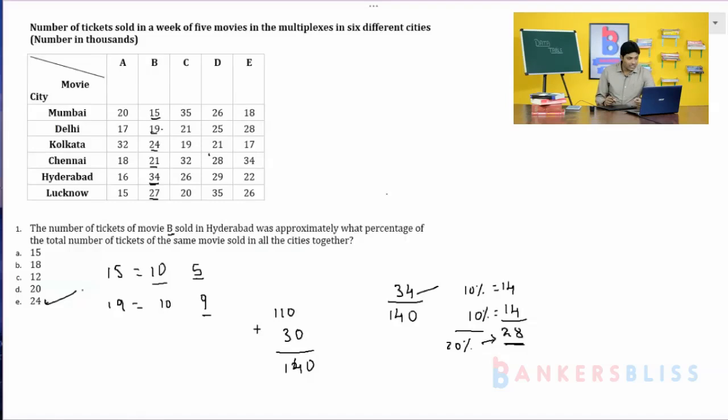Once they give a problem like this, don't panic. No need to calculate in the actual method. Write down the values according to the question and calculate in this manner. Definitely you can solve it in less time, and the calculation and difficulty level will be very low. So option E is the right answer for problem number 1. Okay, let's go to the next problem, problem number 2.